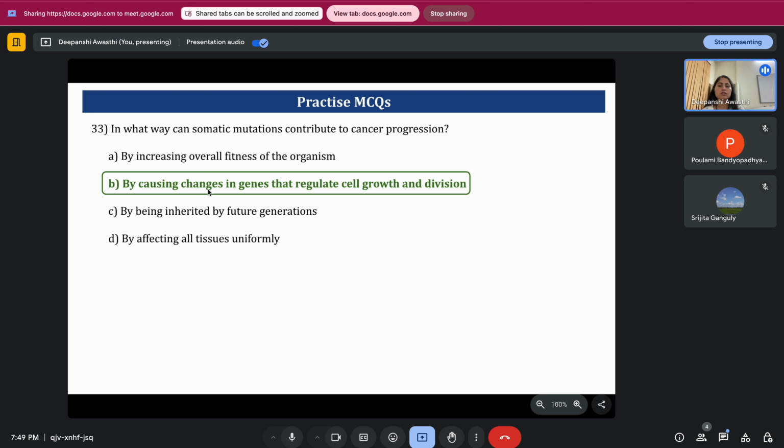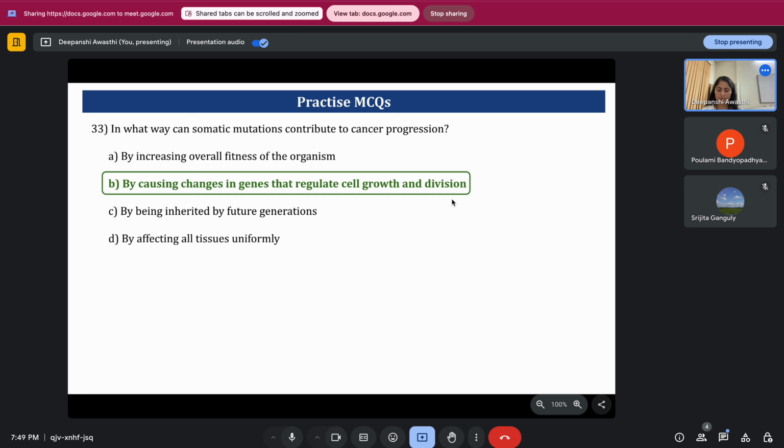So the right option was by causing changes in the genes which regulate cell growth and division. In most scenarios they influence these genes, and in other scenarios they might influence other genes as well. But most of them are cell growth and division genes, because if cell growth is not balanced, then it will lead to unlimited growth of cells, which will lead to tumor. Similarly for division as well, and other genes which also come into play are the apoptosis genes.